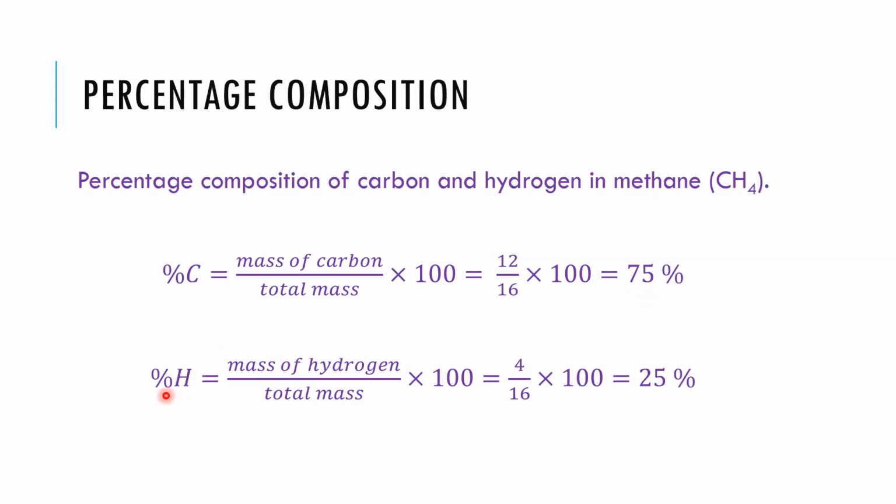And then the percentage of hydrogen by mass in CH4 is going to be equal to 4, the mass of hydrogen atoms, divided by the total mass of CH4, 16, times 100, which is going to give us 25%. And if you add them up, you are going to see that it gives us 100%. That is equal to the mass of CH4.